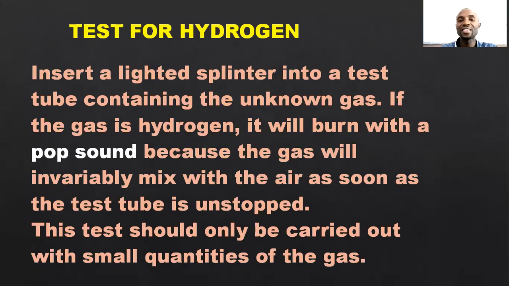All right, how can we test for hydrogen? How can we know that this particular substance is hydrogen in the lab? One of the things we need to do is insert a lighted splinter into a test tube containing an unknown gas. If that gas is hydrogen, it will burn with a pop sound, because the gas will invariably mix with the air as soon as the test tube is unstopped. So it will burn with a pop sound. That pop sound is an indication that the substance is hydrogen.